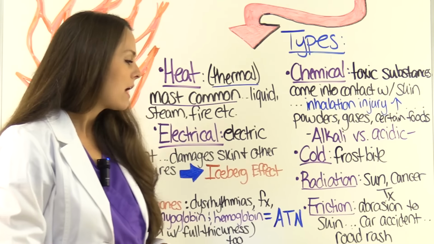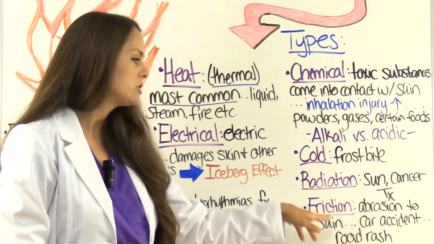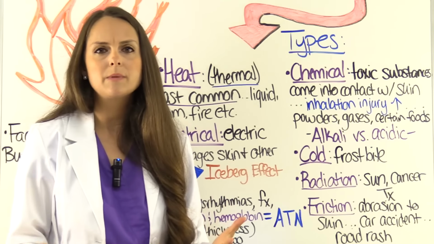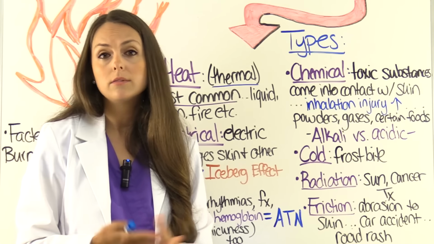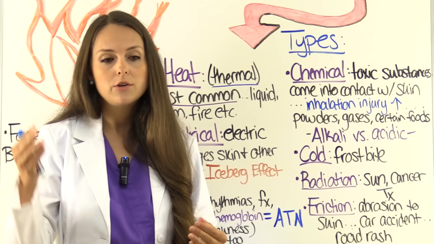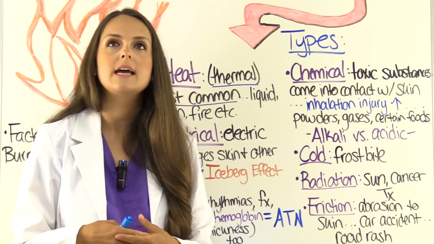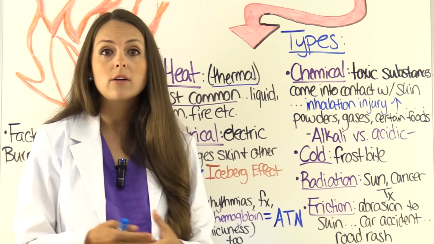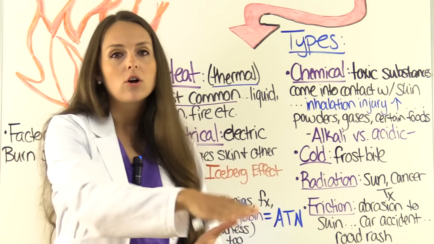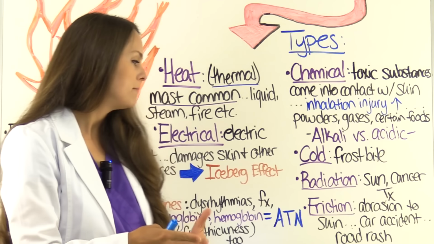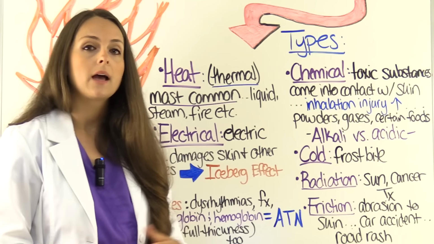Another type is a friction burn, and this is abrasion to the skin. Patients can experience this in a lot of ways. Some of the most common ways is if you have a patient who's had a car accident, been thrown out of the car, or a motorcycle accident. When they slide across that pavement, they can get road rash, the skin can become burned.